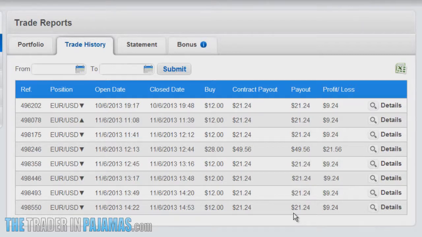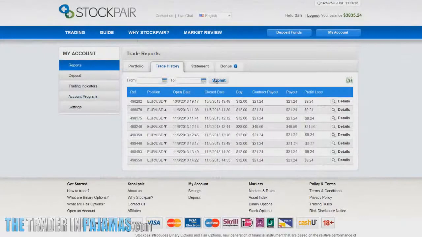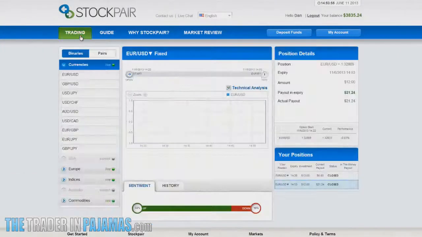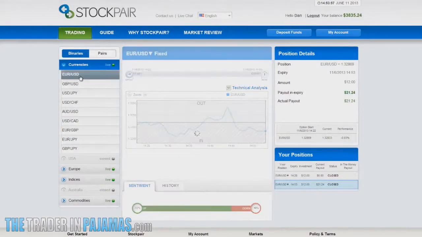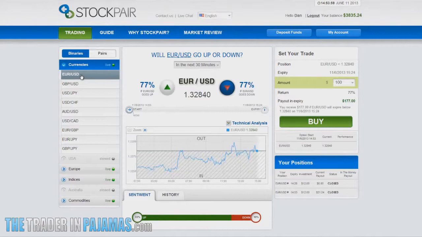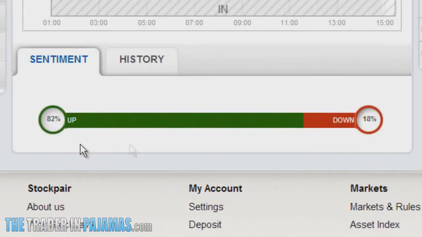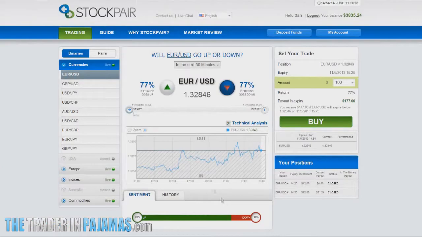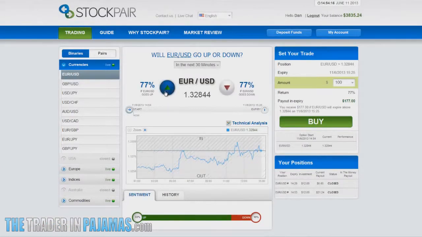Since I won the last trade, what I'm going to do now is start with step 1 all over again. So we'll click back up into Trading. I'm going to stick with Euro USD. I'm going to look at the sentiment tool and see what direction most traders are trading. As you can see, 82% are saying it will go up, 18% are saying it's going to go down. So we're going to stick with the majority. We'll click on the Up Call button. We'll enter the amount of $12.